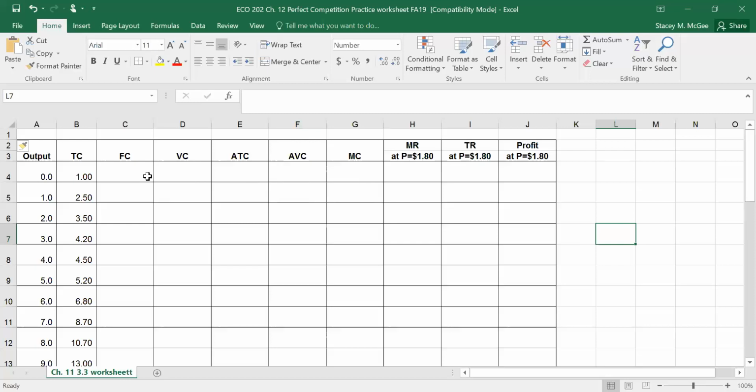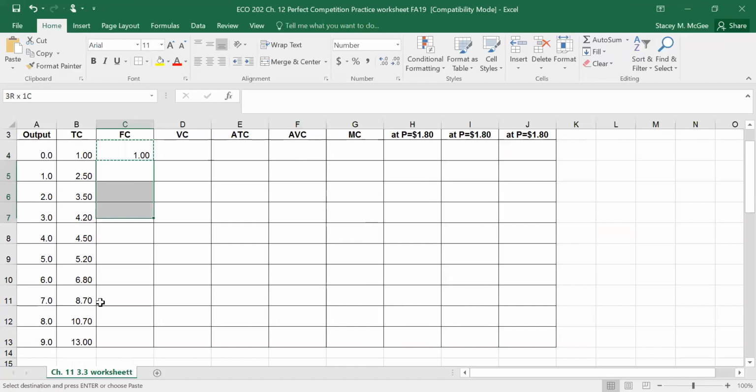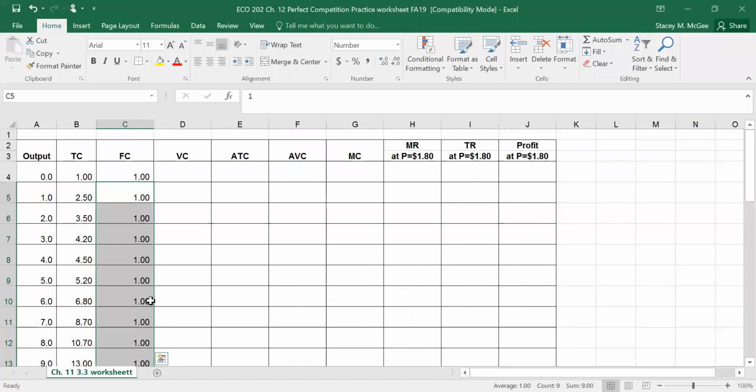So by definition, the fixed costs are the ones that you have even if you don't produce anything. So whatever their total cost is at an output of 0, that's your fixed cost. And by definition, that's your fixed cost regardless of how many you make. So we can just take that fixed cost and copy it the whole way down. No matter what, my fixed cost is going to be total cost at 0 output. Okay, that's the very definition of fixed cost.